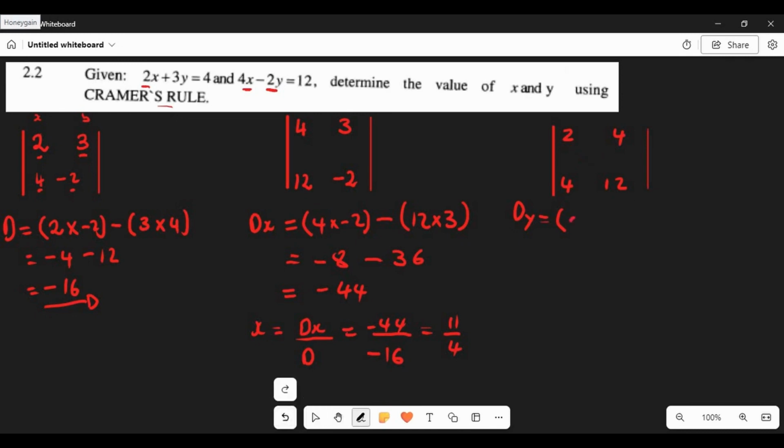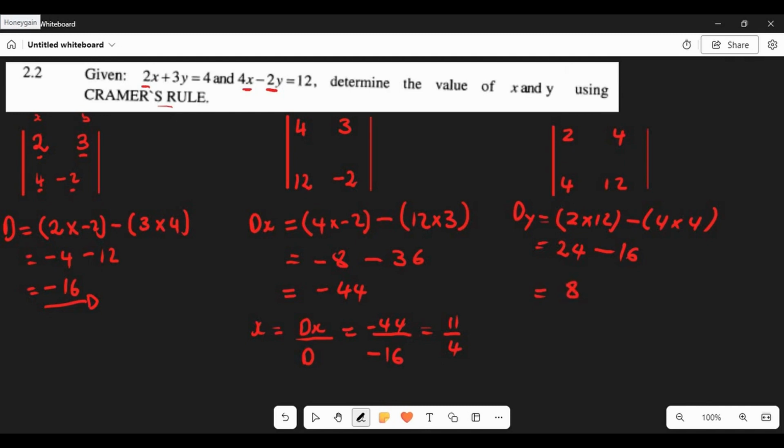So it's going to be 2 multiplied by 12 minus, now this one here, 4 multiplied by 4. This one here is going to give us 24, and that one is going to give us minus 16. So what is 24 minus 16? This is going to give us 8.